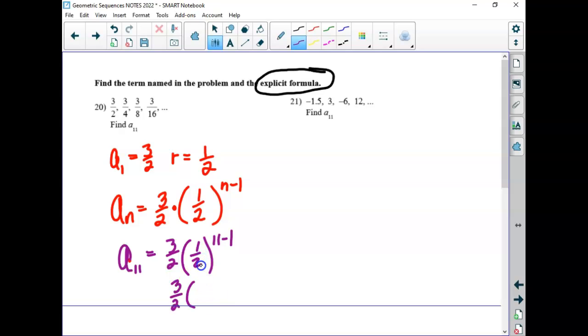If you were trying to do this, 1 to the 10th and 2 to the 10th is what you would end up with here. So it's really 3, 1 to the 10th is just 1, so it's 3 over 2 to the 11th. But the calculator took care of it. It was 3 over 2048, is that right?